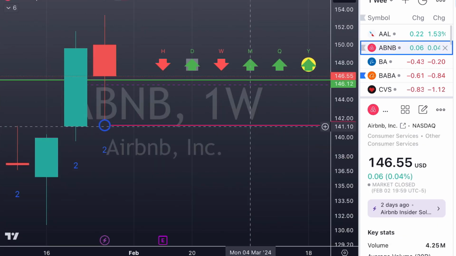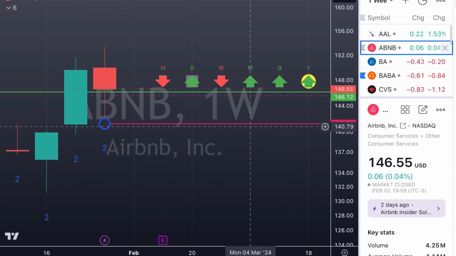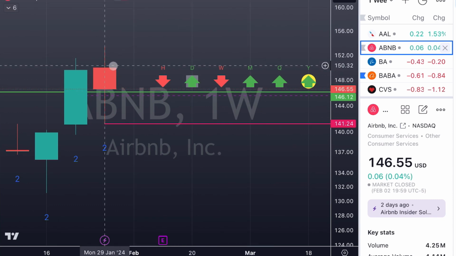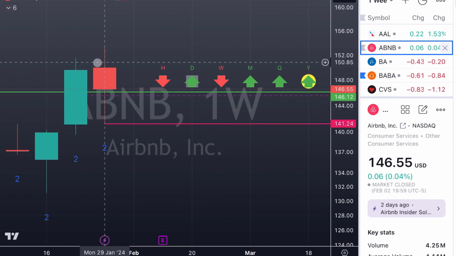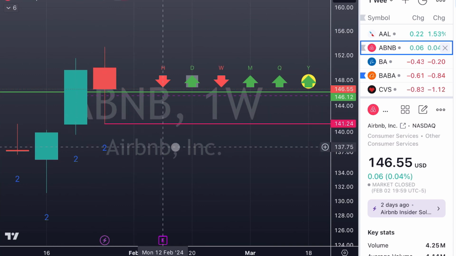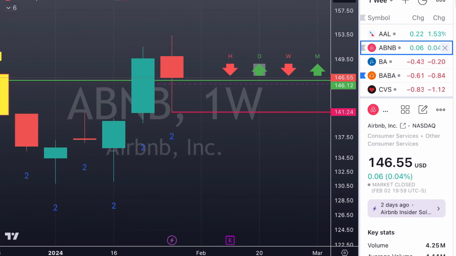So let's go on to the next one, Airbnb. We've got a 2-up that finished red. The fact this is a 2-up, so we only broke the high of the previous candle, but this one finished red. What that tells me is the sellers brought this thing back. We're going to look for it to continue its trend to the downside. We're going to look for puts here at 141.24.